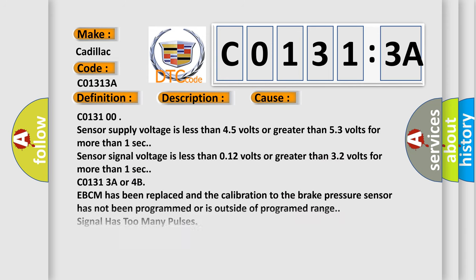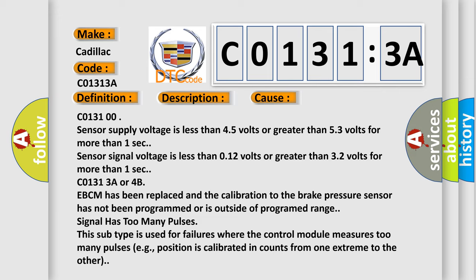This diagnostic error occurs most often in these cases. C0131-00: sensor supply voltage is less than 4.5 volts or greater than 5.3 volts for more than 1 second. Sensor signal voltage is less than 0.12 volts or greater than 3.2 volts for more than 1 second. C0131-3A or 4B: EBCM has been replaced and the calibration to the brake pressure sensor has not been programmed or is outside of programmed range. Signal has too many pulses. This subtype is used for failures where the control module measures too many pulses, e.g., position is calibrated in counts from one extreme to the other.